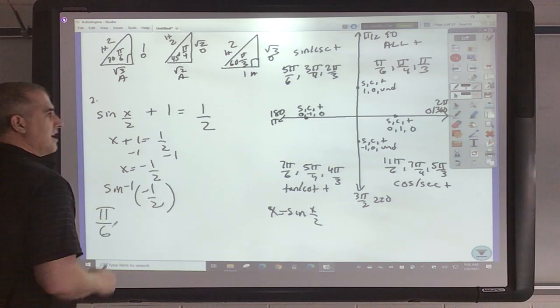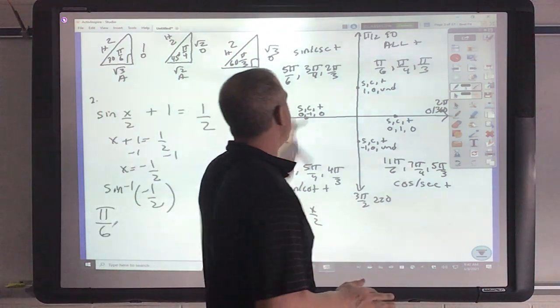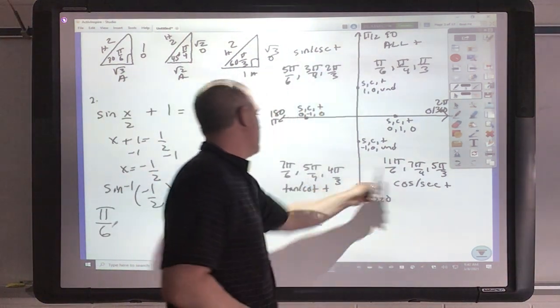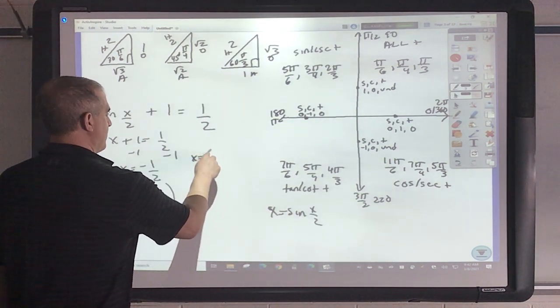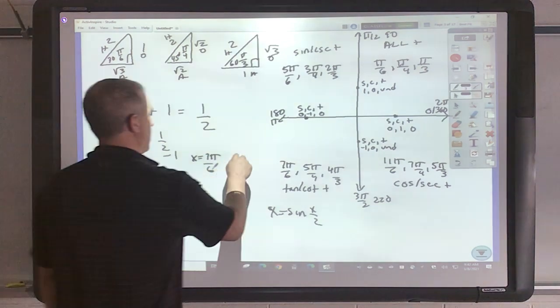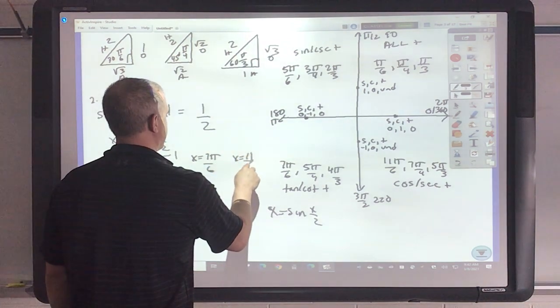Now, since this is negative, I've got to look at where sine is negative. Well, sine is positive here or here. So I want to use an answer of 7 pi over 6 and an answer of 11 pi over 6.